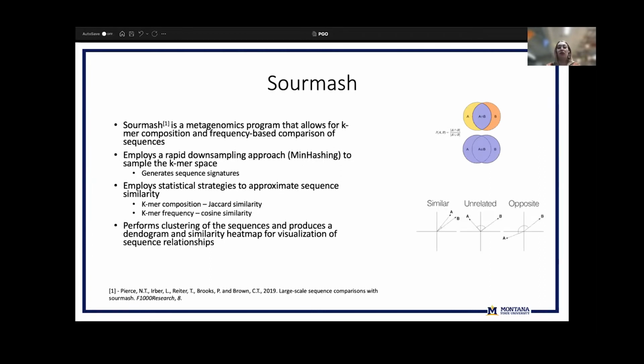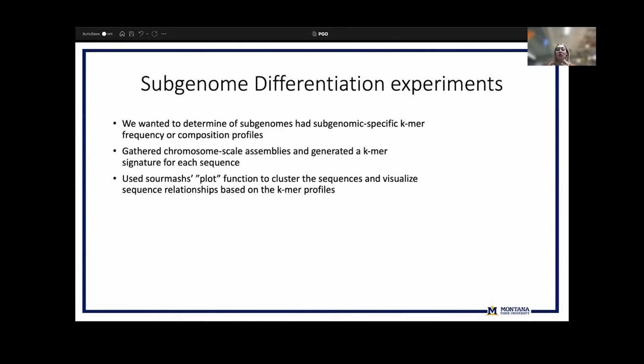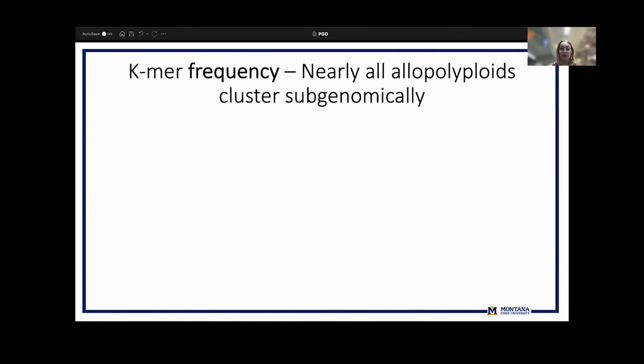We then perform clustering of the sequences, and this produces a really nice dendrogram and similarity heat map for visualization of the sequence relationships. And that's what I'm going to be showing you lots of today. We wanted to determine whether subgenomes had subgenome-specific k-mer frequency or composition profiles and begin to characterize those. So we gathered some chromosome-scale assemblies and generated k-mer signatures for each sequence using Sourmash, and then used the plot function to cluster the sequences and visualize the relationships based on the k-mer profiles.